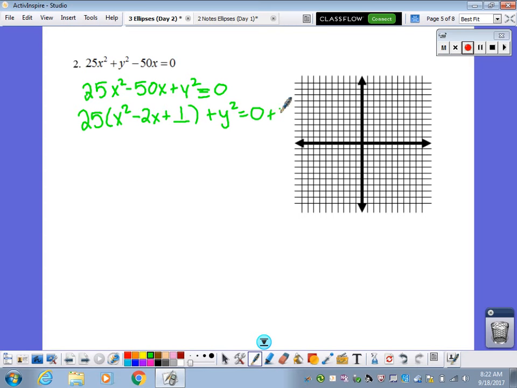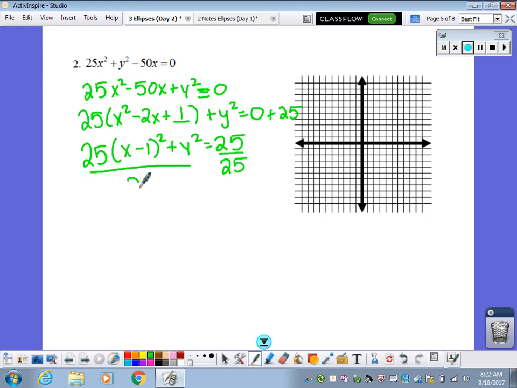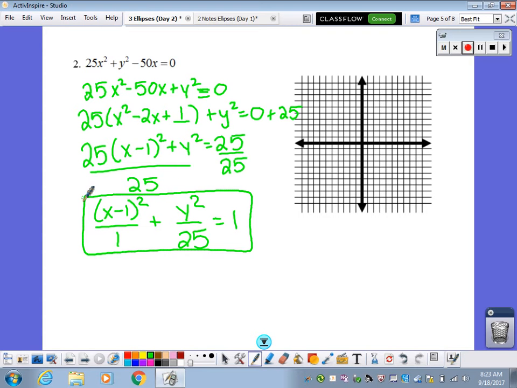We now have to add 25 to the other side as well. So, we have to factor this, square root, take the sign. This becomes 25 times x minus 1 squared plus y squared is equal to 25. And now to get 1 on our right side, we divide both sides by 25. And we get x minus 1 squared over 1 plus y squared over 25 is equal to 1. And that is the standard form of this equation. Our center, as you can see, is 1, 0.